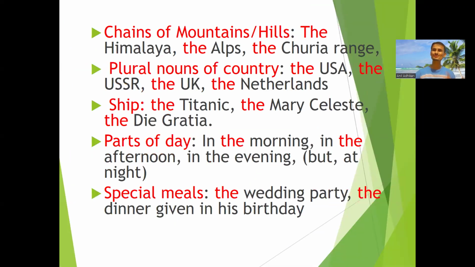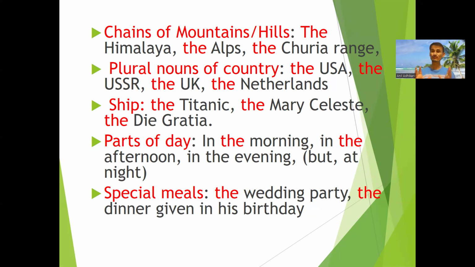Okay, now chains of mountains, hills. What? Chains of mountains, hills. We use the before the name. The Himalaya, the Alps, the Andes Range, plural nouns. Okay, similarly, another: plural nouns of countries. The USA, the USSR, the UK, the Netherlands, etc. We use the before such types of plural nouns of countries.